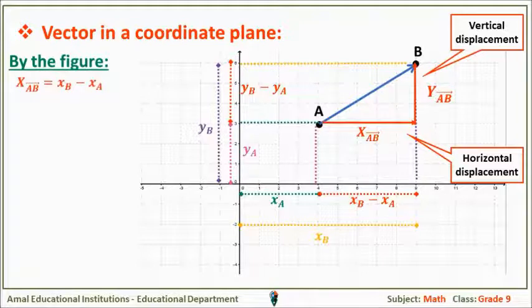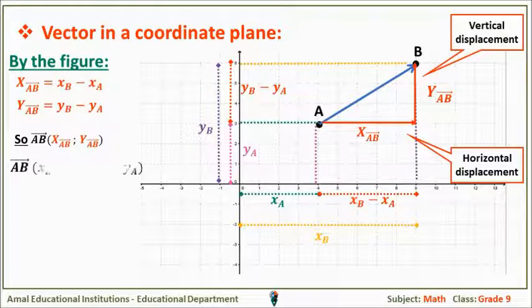So here by the figure, x of AB equals xB minus xA, and y of the vector AB is equal to yB minus yA. So, the vector AB has the coordinates x of AB and y of AB. You have to pay attention here that we subtracted the abscissa of the extremity minus the abscissa of the origin of the vector, and the ordinate of the extremity minus the ordinate of the origin of the vector.